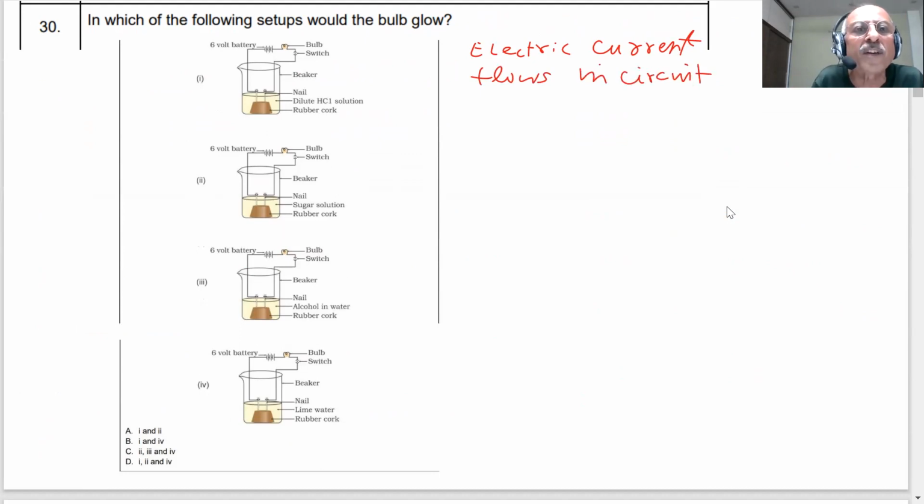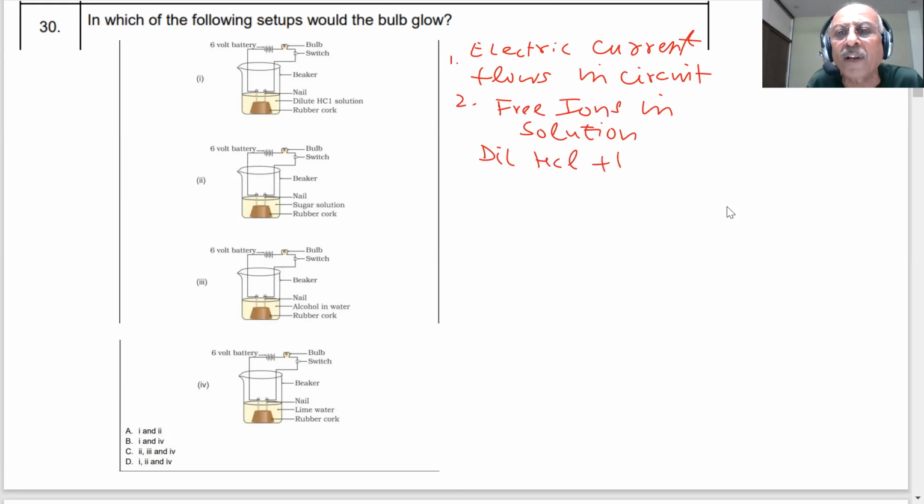You can see there, these are the two electrodes. There is a battery, there is a bulb, student, and there is a switch. When I close the circuit, the bulb will glow if electric current flows in the circuit. And when the electric current flows, there should be free ions in the solution. If there are free ions in the solution, then the current will flow. Now when you have hydrochloric acid, you know what happens?